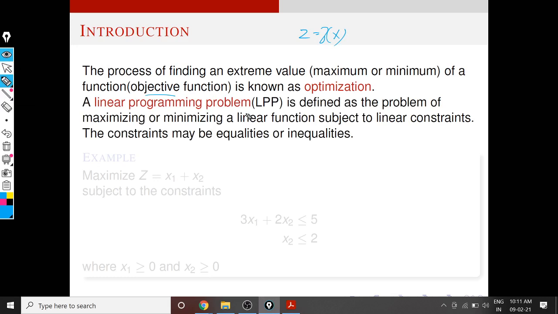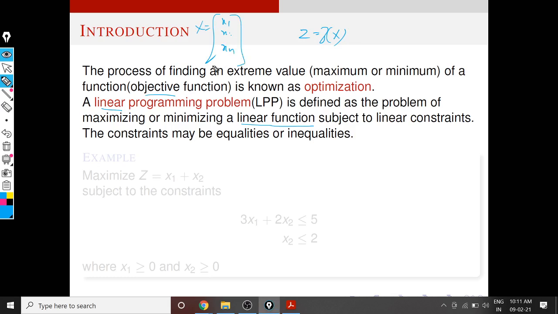There are different types of objective functions. In particular, first of all we are going to discuss a special type of objective function, the linear objective function. Such problems are called LPP, linear programming problem. Okay, then what is LPP? An LPP is defined as the problem of maximizing or minimizing a linear function. Linear function means this f of x, where x is a vector like x1, x2, etc., xn.